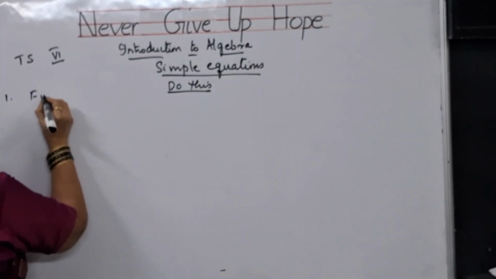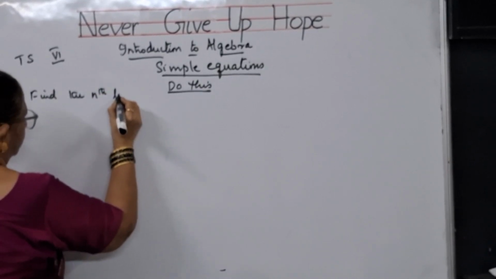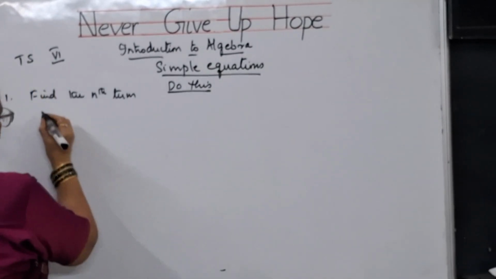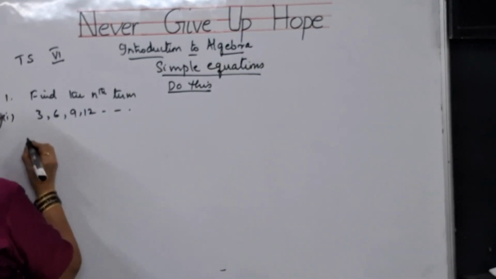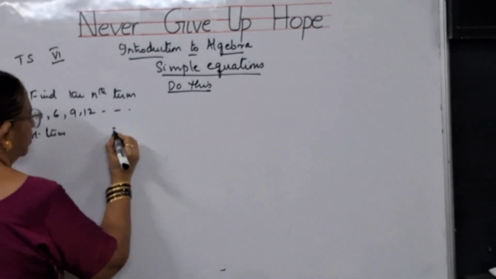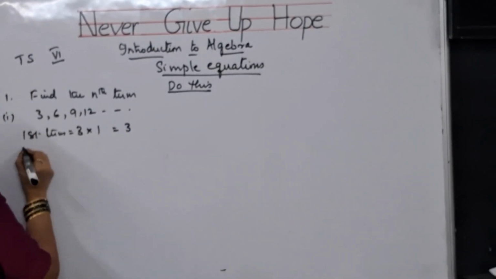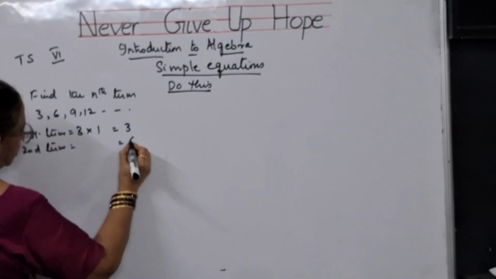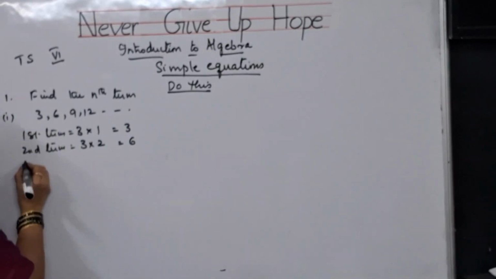That is the first one. Find the nth term. The first bit given to you is 3, 6, 9, 12, and so on. So what is the first term, children? First term you have got as 3. You get it when you multiply 3 with 1. And what is the second term? Second term is 6. 3 when you multiply by 2, you are getting 6.